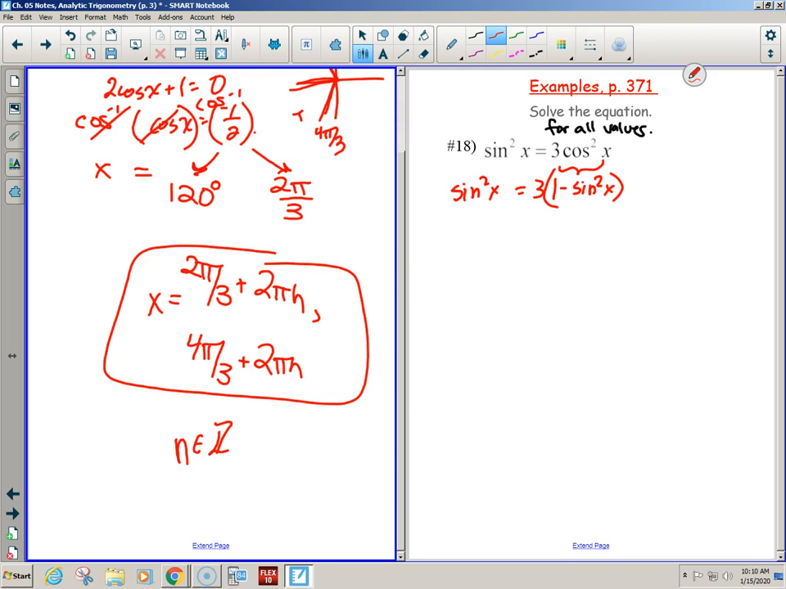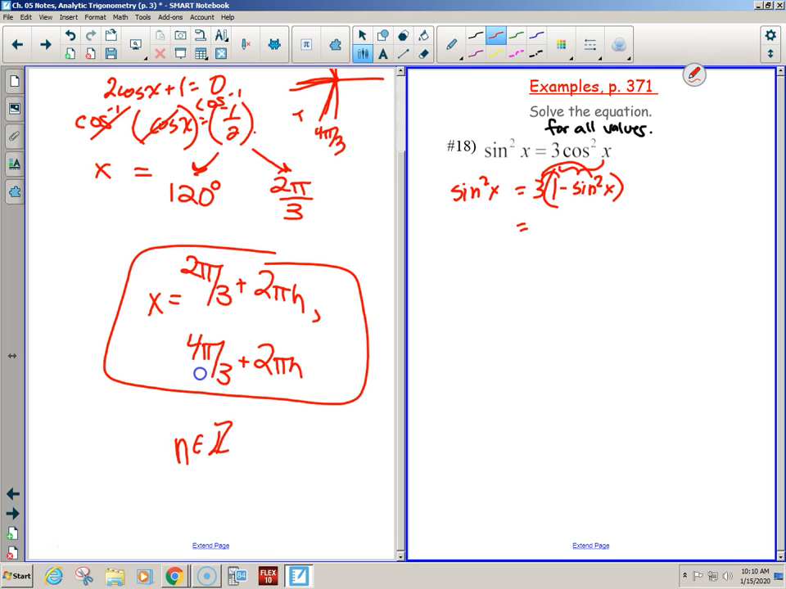Where'd you guys go next, or where should you go? Where should you go next? Okay. Come on, guys. You're good algebra students. Don't we at least know to get all the variable stuff together, right? Okay, so what's next? And if there's nothing there, it's an understood. So what's 1 plus 3 sine squared?